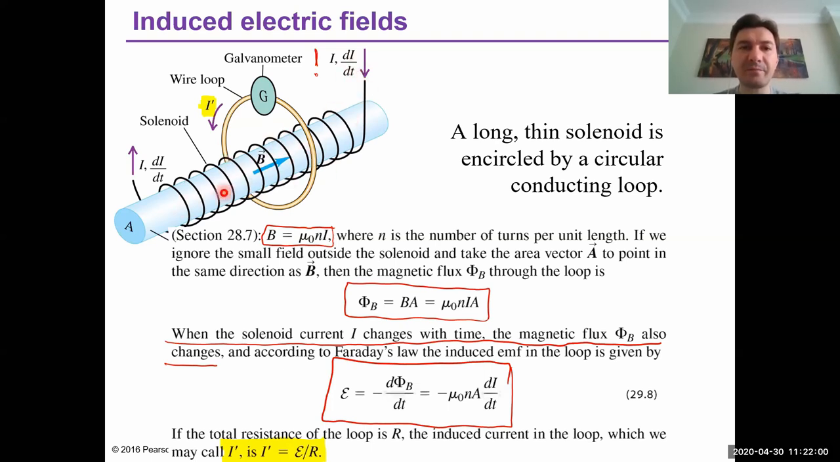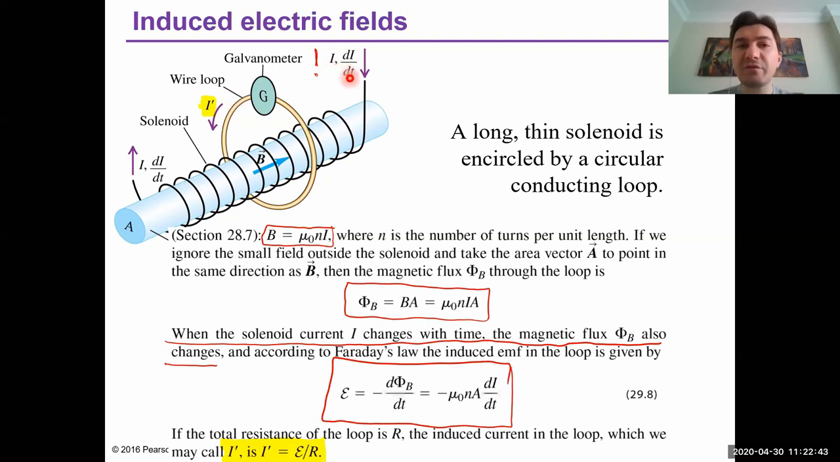And then we have a circular conducting loop. So this solenoid is placed in the center of a circular conducting loop. This is the circular conducting loop, and this is a galvanometer here in order to measure the current in that loop. So if you drive a current I in that solenoid, then we will have a constant magnetic field. Then you will not see anything in the galvanometer.